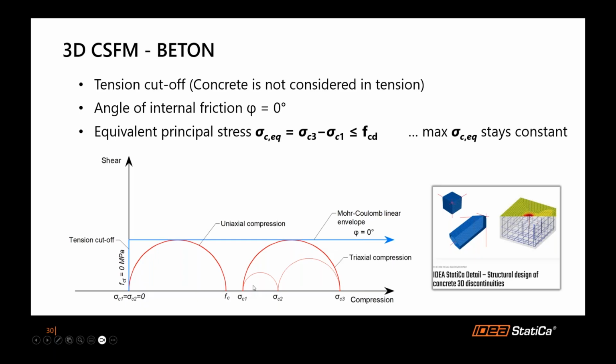And the value of sigma C equivalent, in other words, equivalent principal stress, can therefore be directly compared to the uniaxial compressive capacity of concrete defined by the standards. And it is independent of the maximum value of sigma C3.